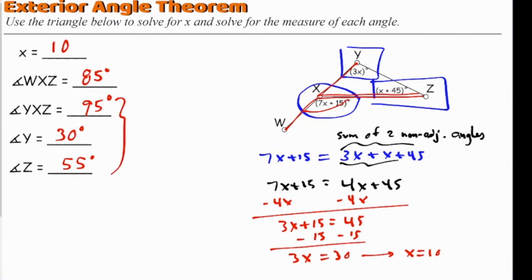And these are the three angles of the triangle, and you can check and see that their sum is 180. And angle Y and angle Z are the two angles not adjacent to the exterior angle. And we can see that 30 plus 55 is equal to 85. So all of the properties we discussed are working with our numeric results.